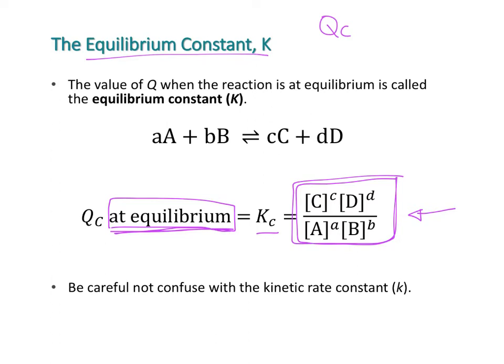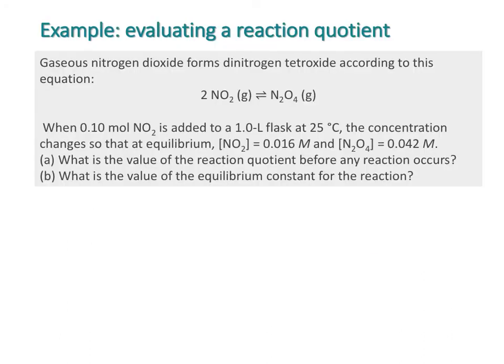And then one thing I do want to note is to not confuse this with the kinetic rate constant of little k. This is a big K, a capital K with a subscript of C. So in this example, we will be evaluating a reaction quotient and also an equilibrium constant. So we will be determining an equilibrium constant.